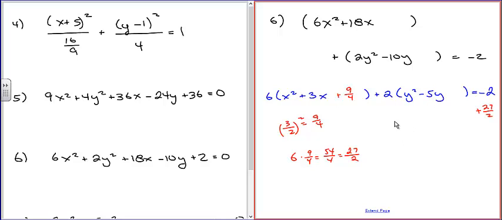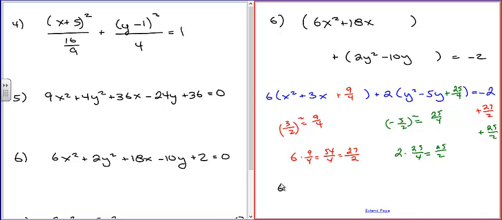Then we do the same thing here. Take -5, divide by 2, square that, which is 25/4. So we're going to add 25 over 4 inside the parentheses, but we're really multiplying 2 times 25 over 4. And you can see I can simplify that down to 25 over 2. So we're adding 25 halves to balance this out.